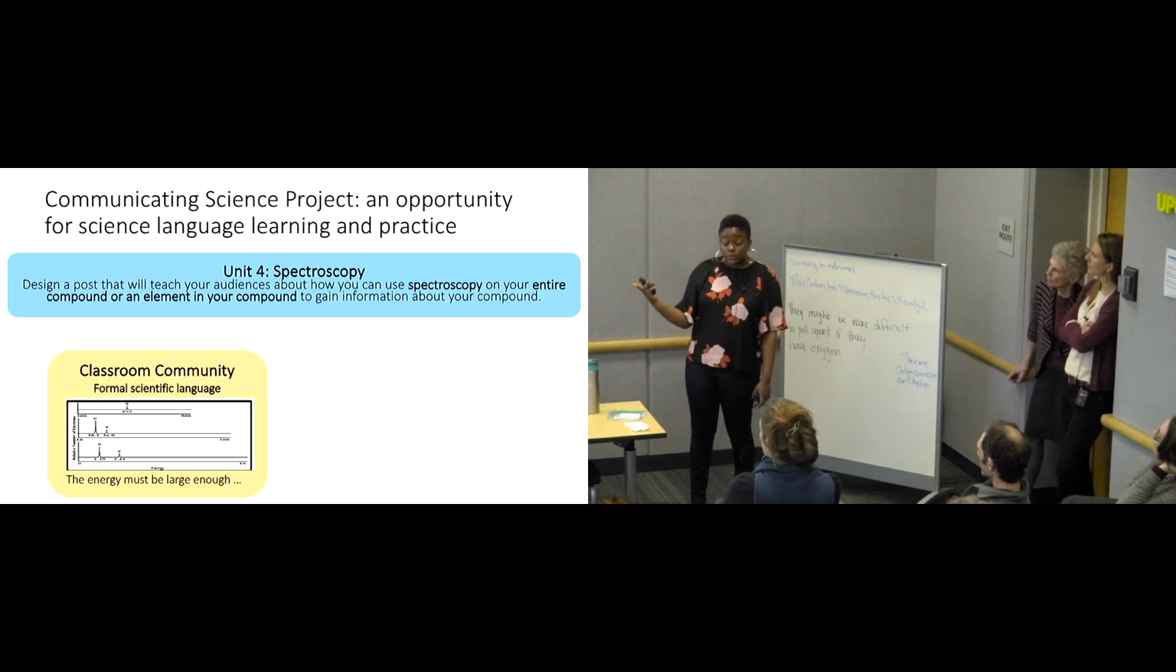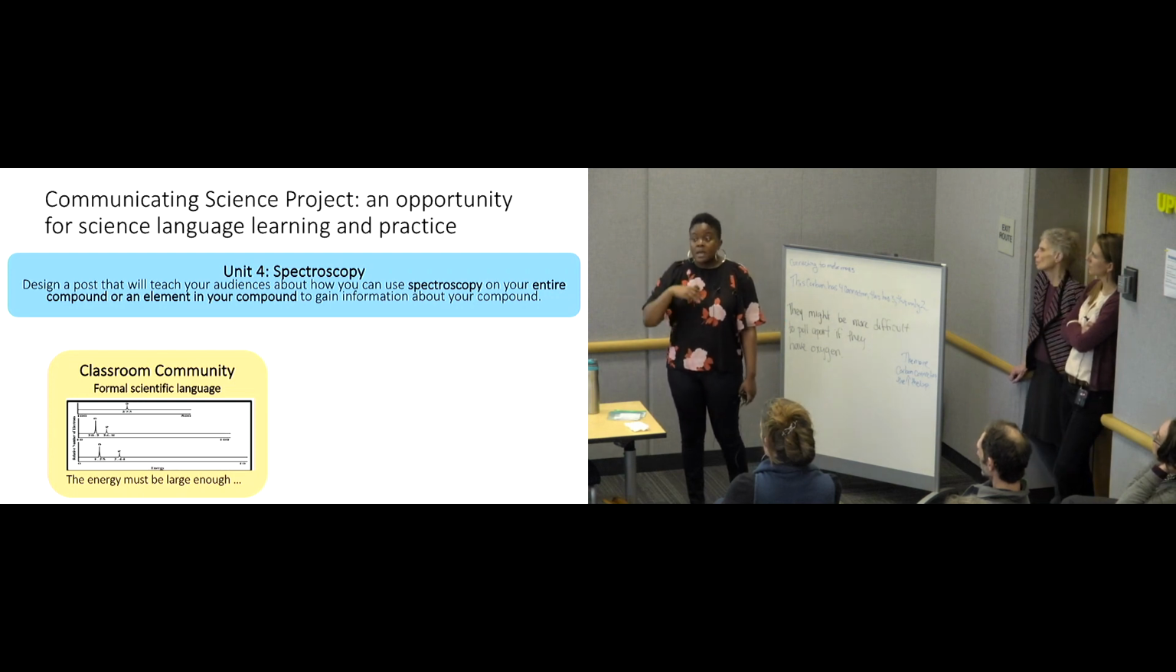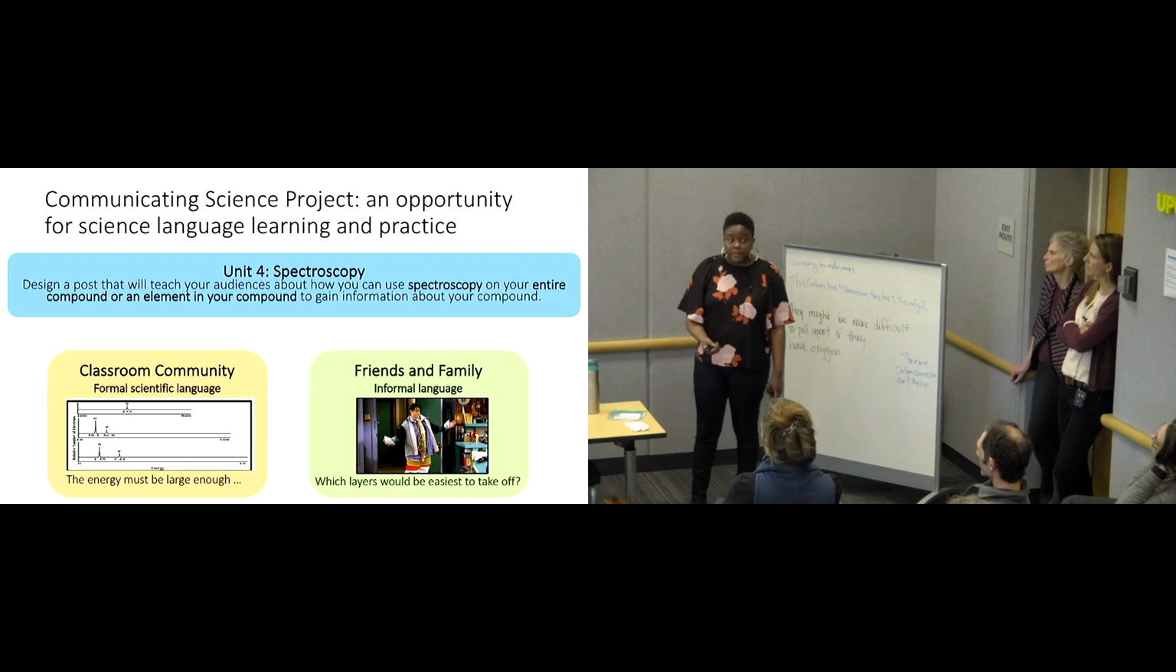So they had two audiences. The first audience was the other students and people in the classroom, and for this group of people, students were asked to use formal chemical language. The other was their friends and family, and for this, students were encouraged to use informal language.